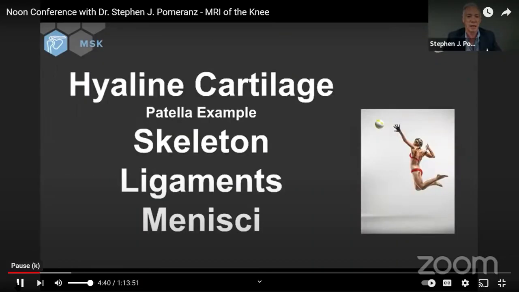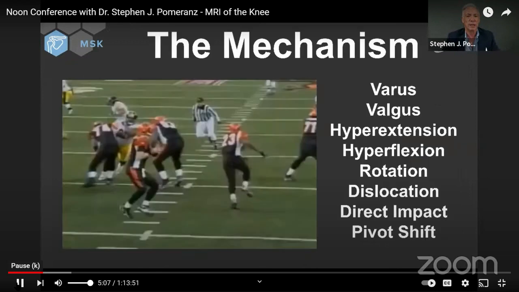Today we're talking about MRI of the knee, and I'm going to focus on really four major areas: hyaline cartilage. I'm going to use the patella mostly as an example, the skeleton, ligaments, and menisci. And I'm going to come at this mostly from a biomechanical, biophysiological approach to injuries of the knee. So I'm not going to be talking much about things like gout and pseudo gout. I might refer to them briefly, but this is really a discussion more about injuries and how the knee relates to those injuries. So let's start out with a pivot shift injury.